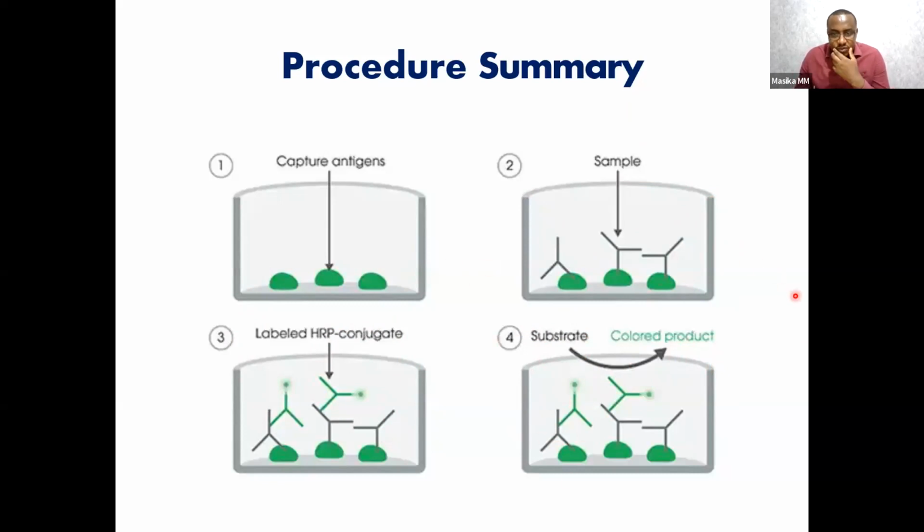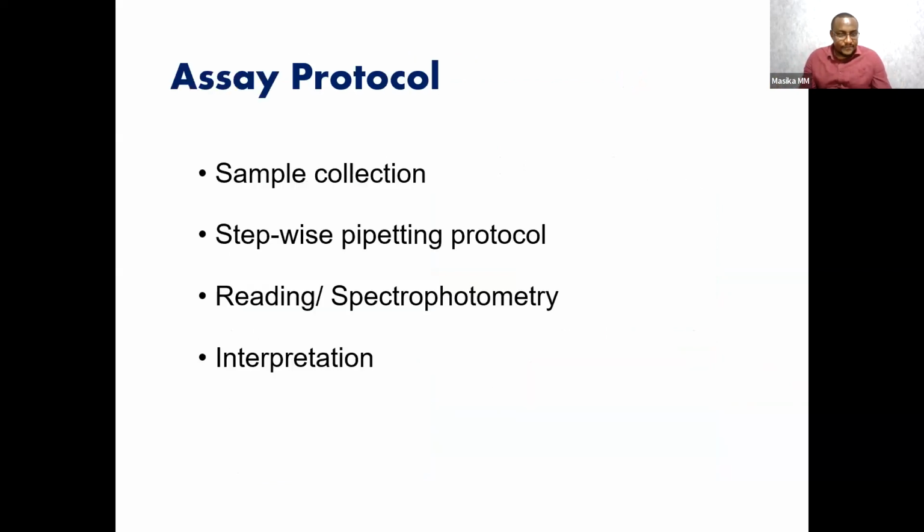Remember, after every step you wash, except this one. Here you have capture antigens, so you add your sample, incubate, and then wash. After you wash, you add your conjugated antibody, incubate, this is usually for about an hour at 7 degrees, then you wash. Then you add your substrate, which produces a color product, and at that point you don't need to wash, you read with a machine. I'll show you how the machine looks like.